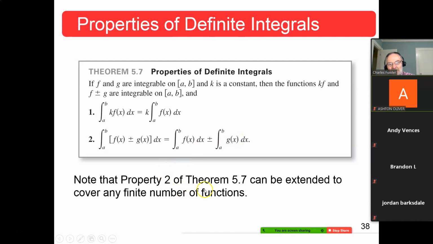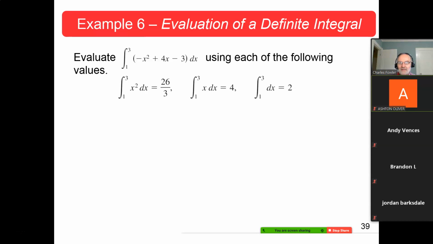Note that this property can be extended to cover any finite number of functions. That could be f plus or minus g plus or minus h plus or minus k plus or minus m plus or minus n. Doesn't matter how many you have there, just use the integral of f of x plus or minus the integral of g of x plus or minus, on and on and on. That can be extended. Okay, now what does that allow us to do? Well, let's see if we can do this. They've already started the problem for us.